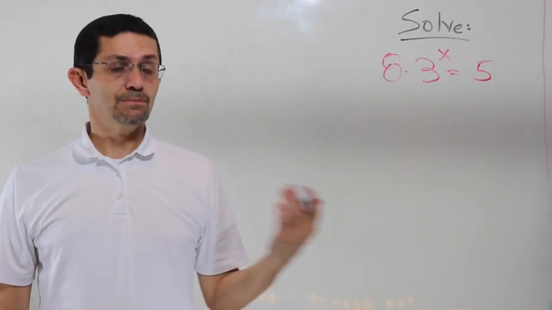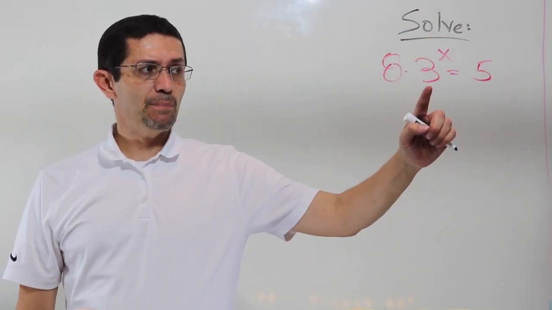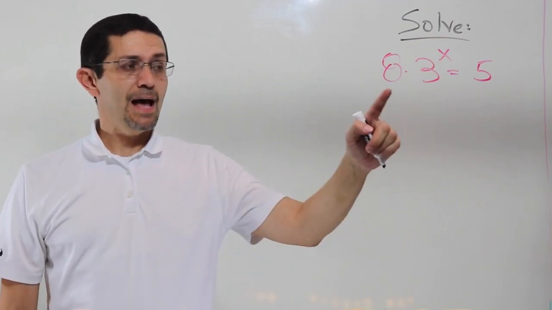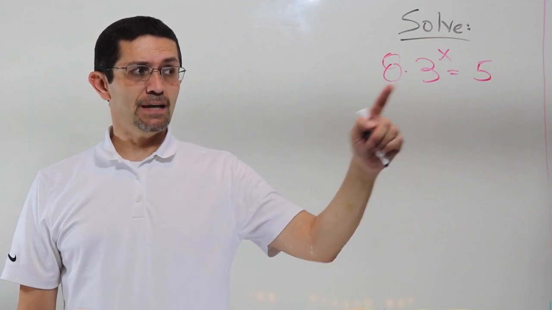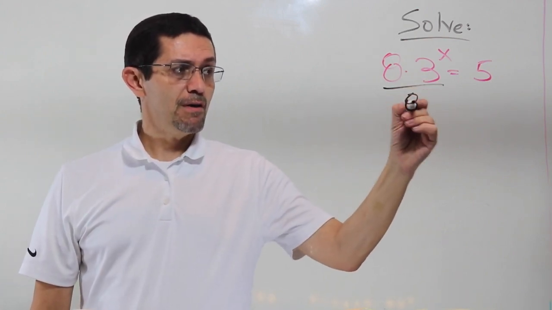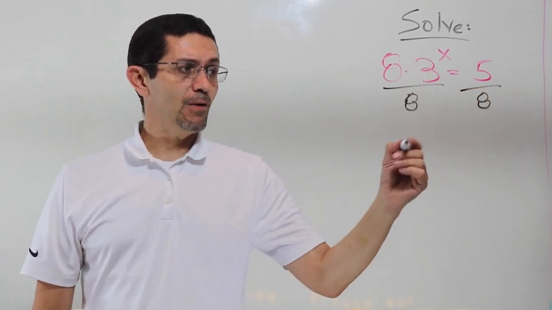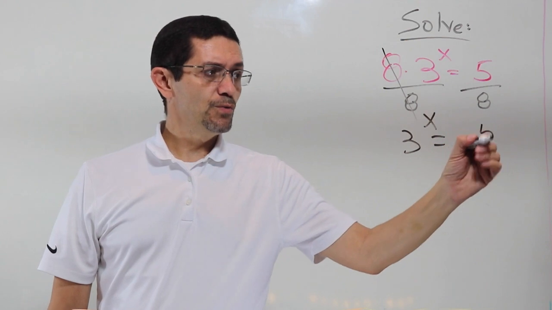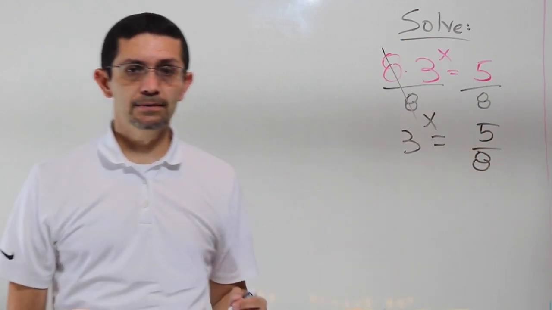Okay, so something similar. If you notice, I have a power, 8 times 3 to the x equals 5, different bases, nothing that I can do. I have an 8 though. This 8 is multiplying the power, so I can get rid of that as my first step. Divide by 8, divide by 8, and the 8's cancel. 3 to the x equals 5 over 8.